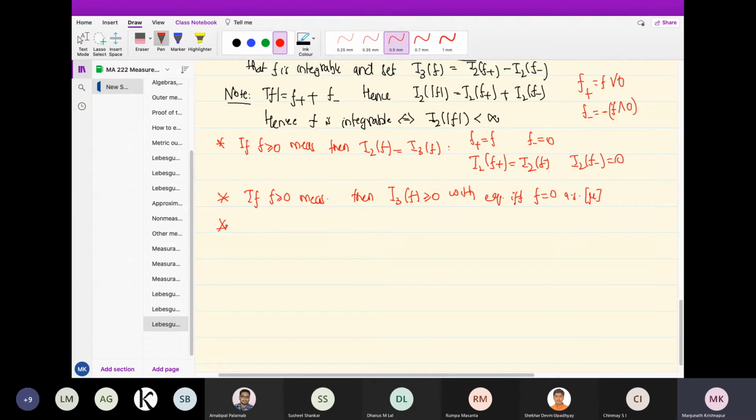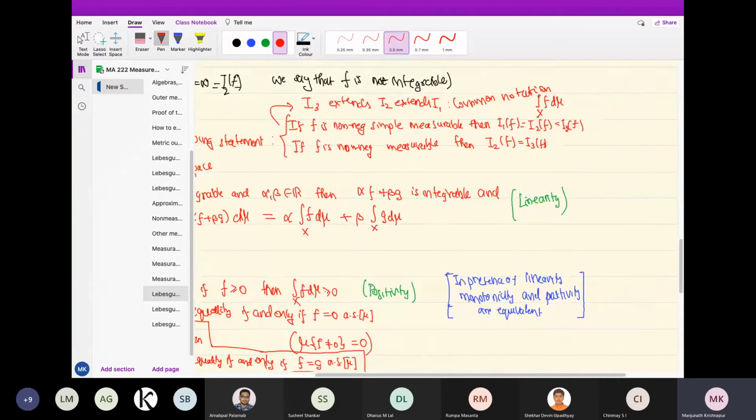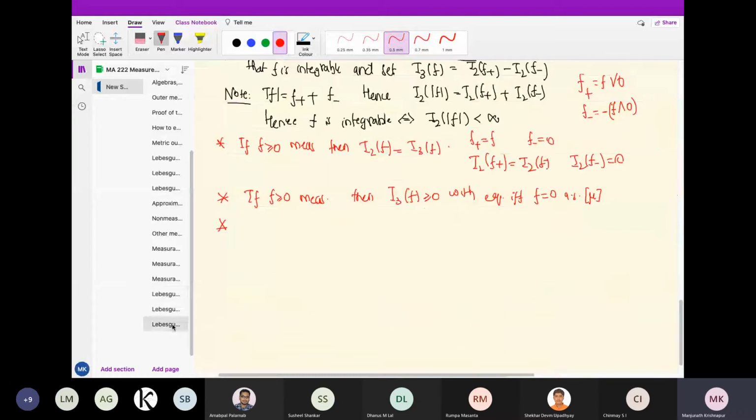So what remains then? Let me go back to that theorem. So the first part, that I3 extends I2 and so on, that is done. The second part is trivial, that's positivity. And in the first part again, I have two things, scalar multiplication and addition. Okay, so let's do scalar multiplication. So if alpha is real and f is a measurable function, then I want to show that I3 of alpha f is alpha I3 of f.